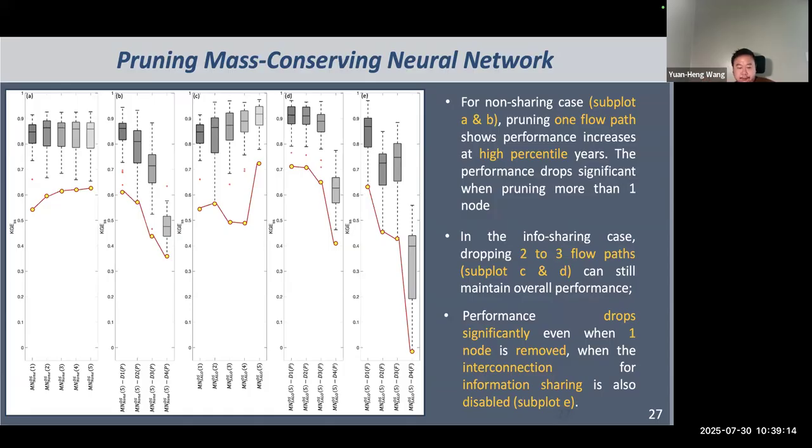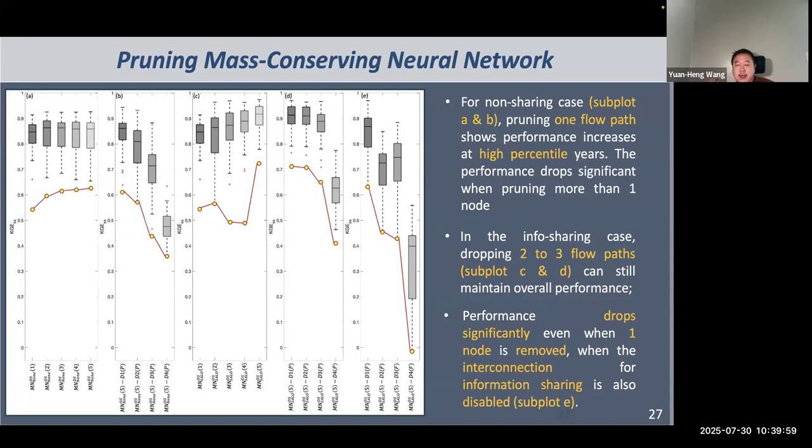And subplot A shows the performance of a single layer network as the number of nodes increases from 1 to 5. And in subplot B, we take the 5 node case and progressively remove the flow paths one at a time. So the leftmost box plot in the second block corresponds to the case where one flow path is removed from a 5 node network. The subplot B box plot shows the case where two nodes are removed, and so on. Okay, so you see the performance is decreasing. So we found that removing one node slightly improves the performance.